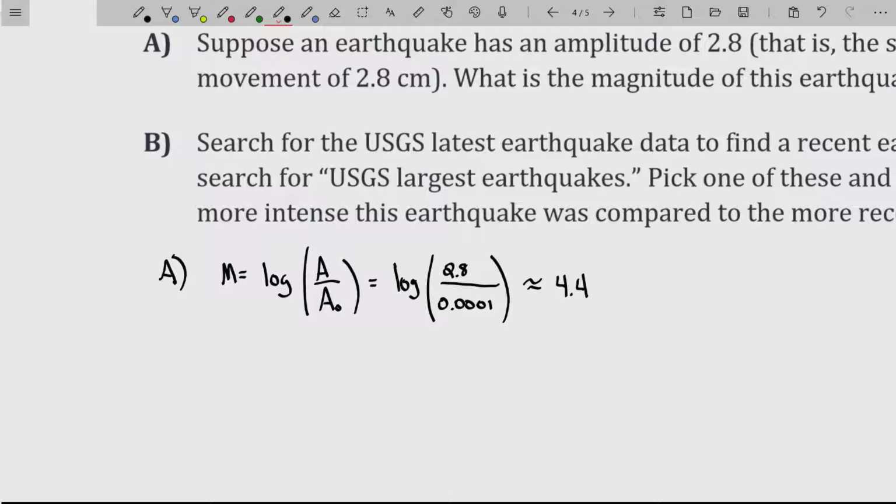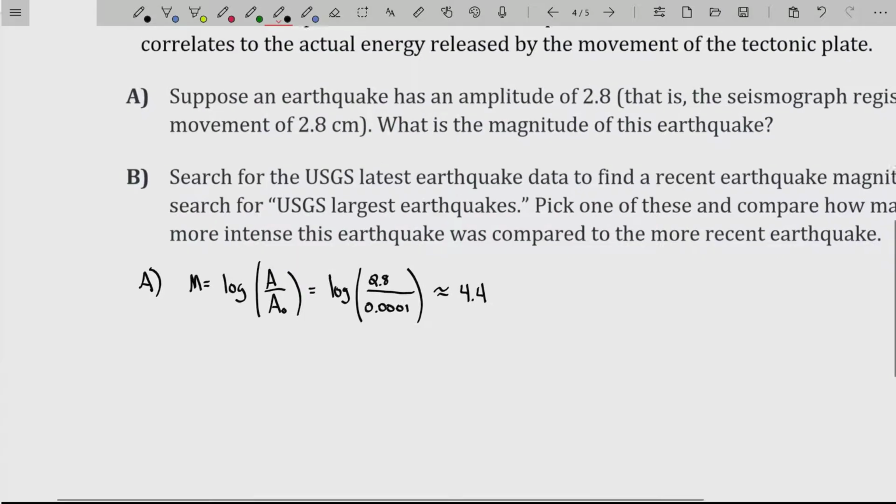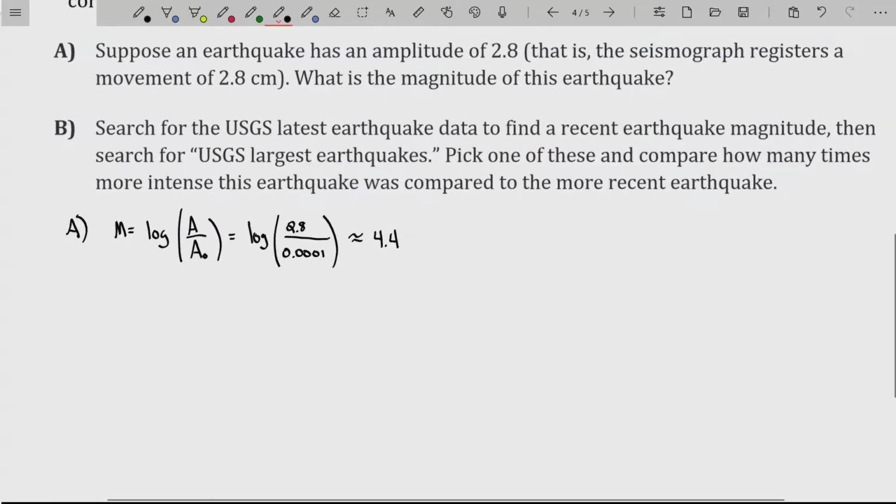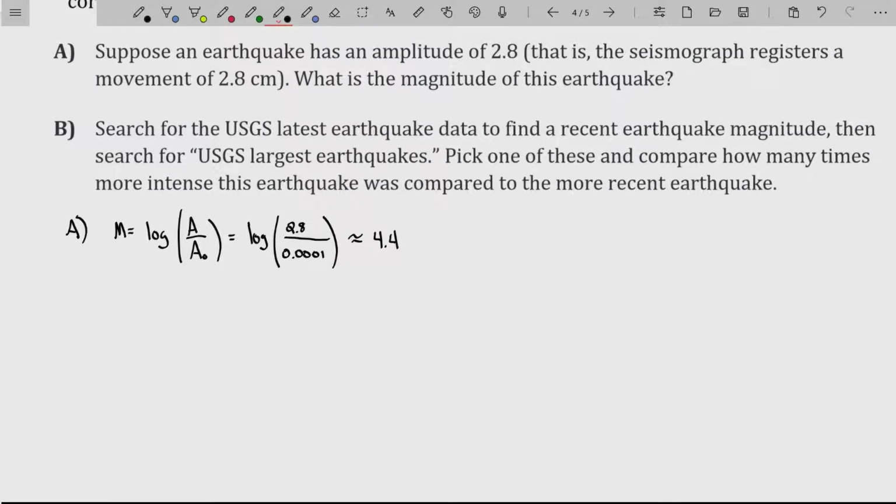Now, when it comes to logarithmic applications, that's like the most basic question that you could be asked. It's evaluate, essentially. But most of them will have you compare. So what we're going to do is go to the USGS's latest earthquake data and find a recent earthquake. You could do this on your own, by the way. I'm going to showcase how you would find this information, and we'll pick one of the most recent quakes and compare how many times more intense this earthquake was compared to the most recent earthquake.